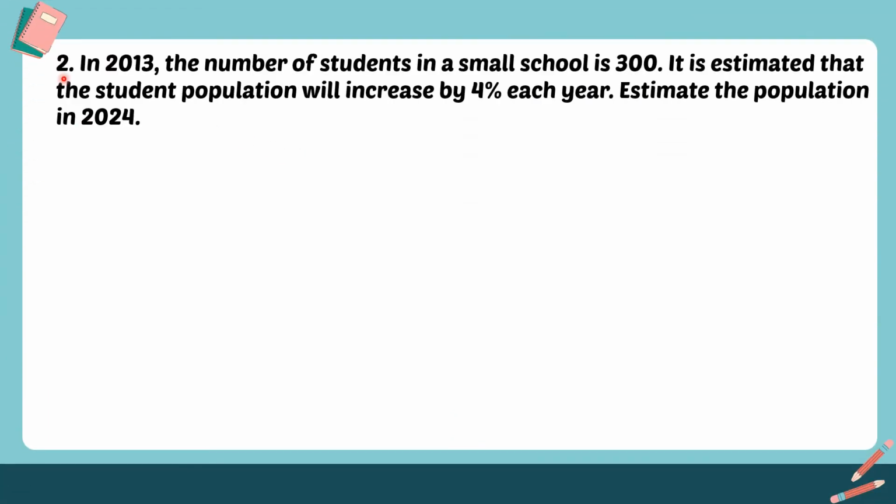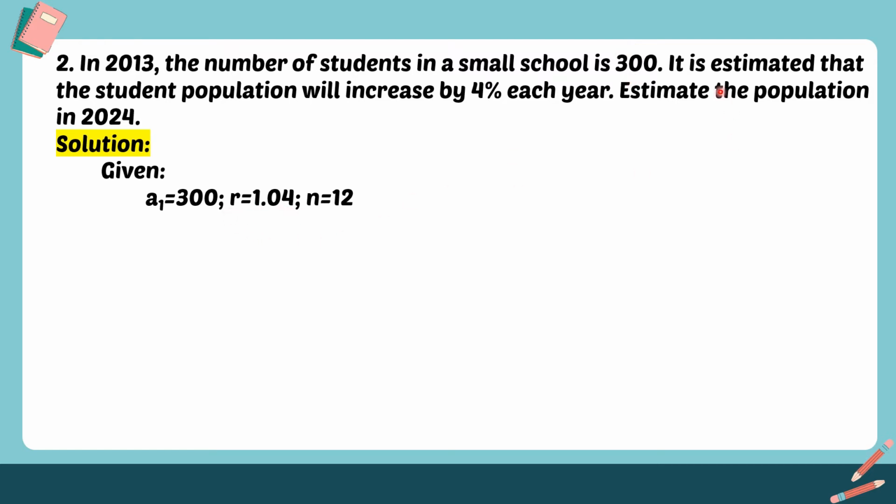Let's have our second example. In 2013, the number of students in a small school is 300. It is estimated that the students' population will increase by 4% each year. Estimate the population in 2024. So, yung solution natin, ang given natin, a sub 1 is 300 because this is the initial population. And then, ang common ratio ay 1.04.